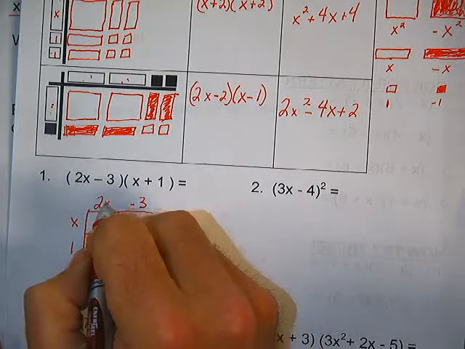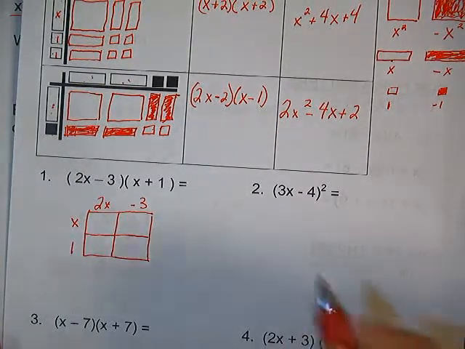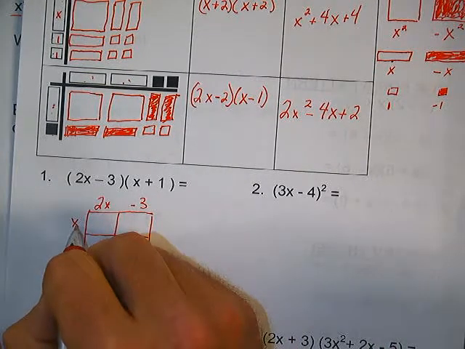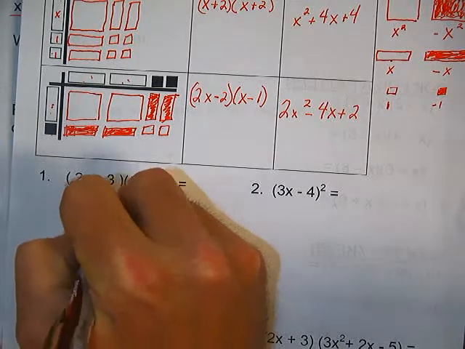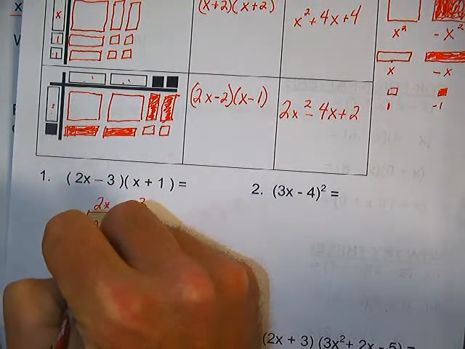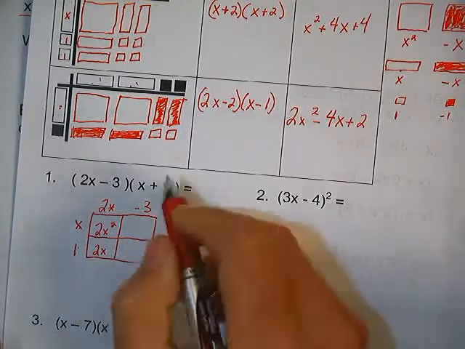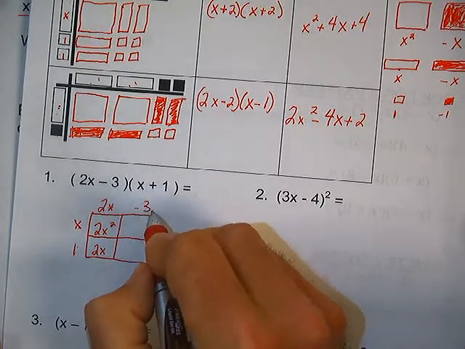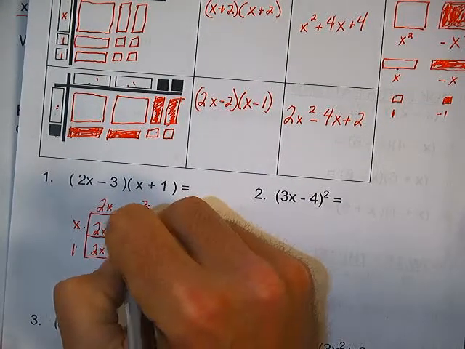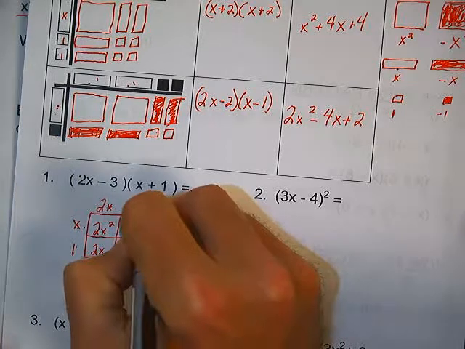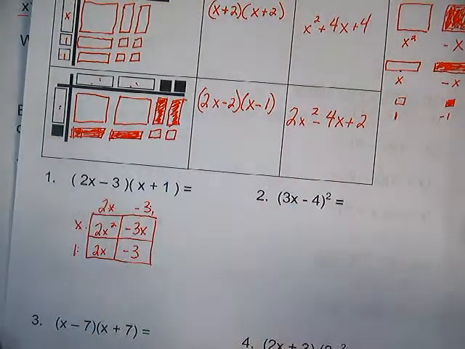Take whatever number's on top, multiply it by each of the numbers down the side. So 2x times x. 2x times x is 2x squared. 2x times 1 is 2x. Now we filled in the box. We go to negative 3. Negative 3 times x is negative 3x. Negative 3 times 1 is negative 3. I've filled out my box.